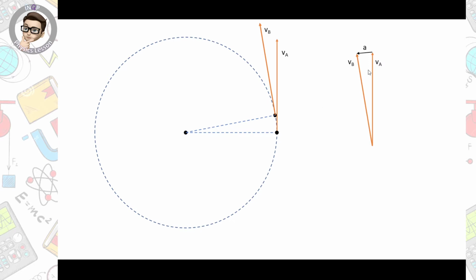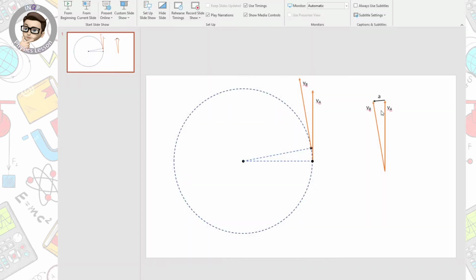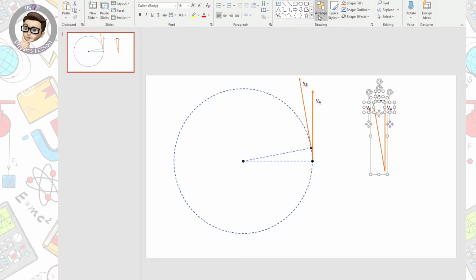So if we then overlay the two, as you can see here, we've got this extra vector quantity, which is going to be our acceleration, because that is the change in velocity, VB minus VA, divided by time, which gives us acceleration. And if we go a step further, I have to do this by going back to the animation. Let me just group those. Sorry, I should have done that earlier.